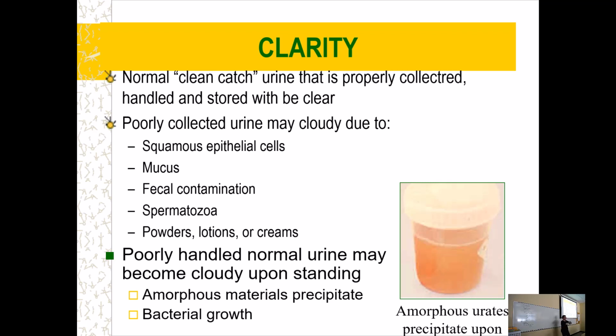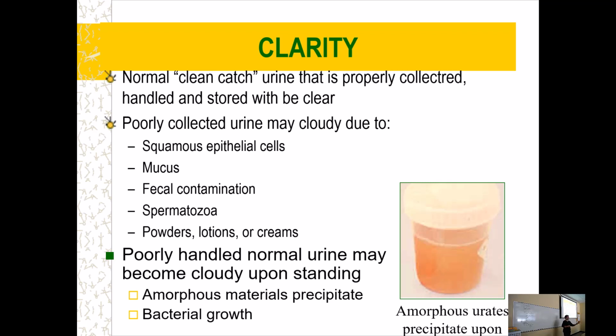Sometimes we get things with poorly collected urines, things like your epithelial cells. Remember I talked, our body's full of sloughing epithelial cells all the time. That's why with a midstream, what we do is we urinate a little bit, we flush those epithelial cells out that are the transient ones, and then we're only gonna get the ones that are more serious. Mucus, fecal contamination, sperm, powders, lotions, creams, all of these things can make a urine cloudy.